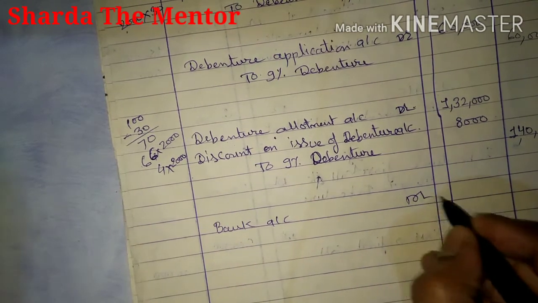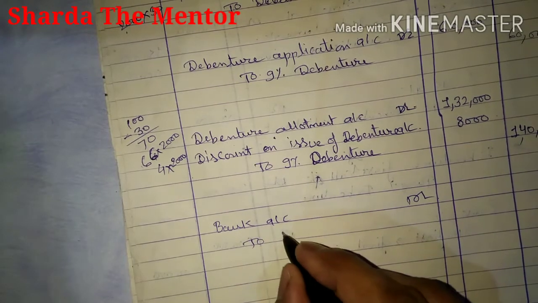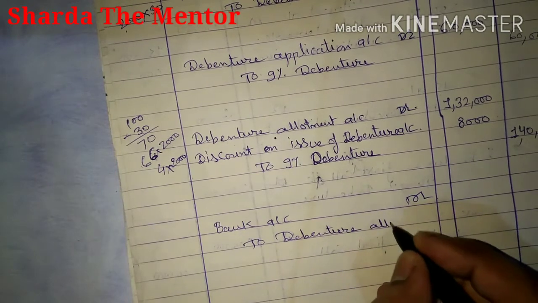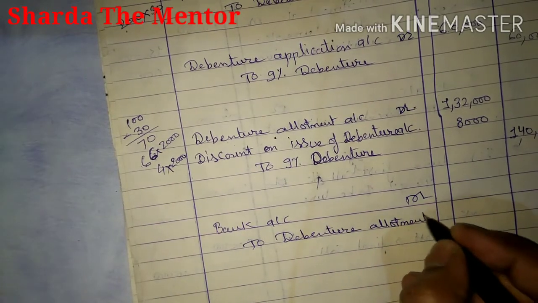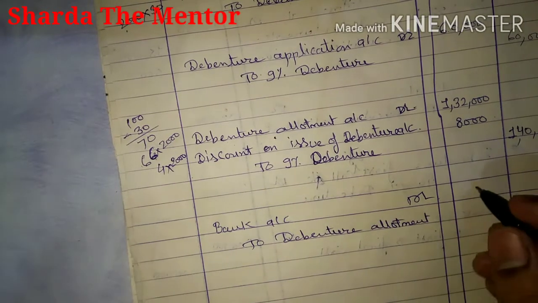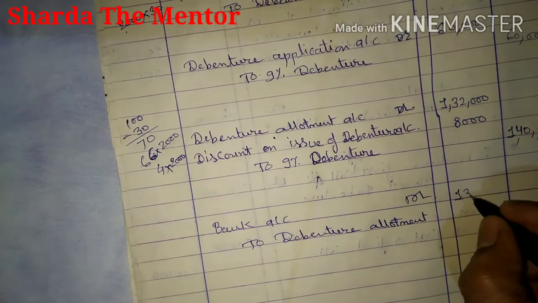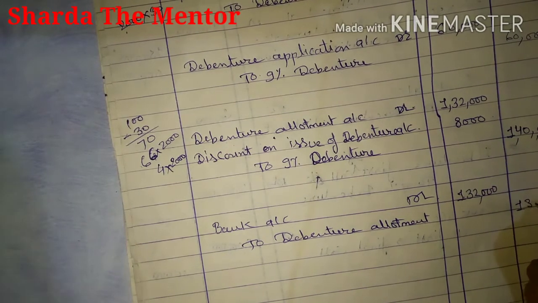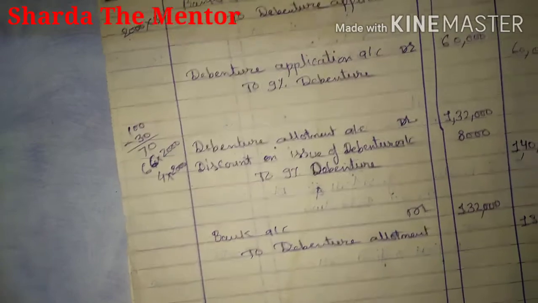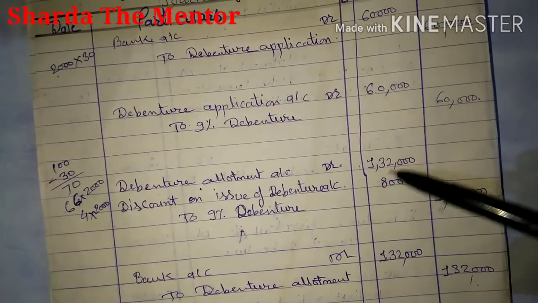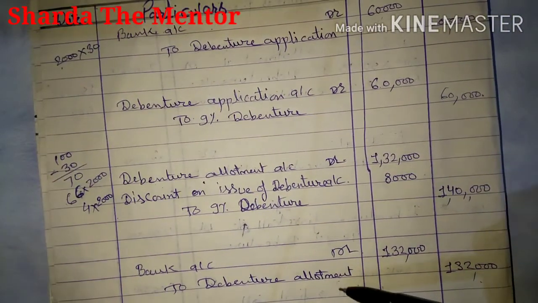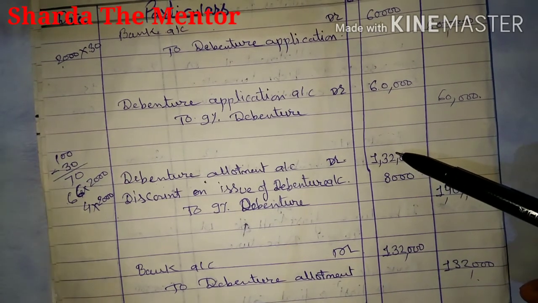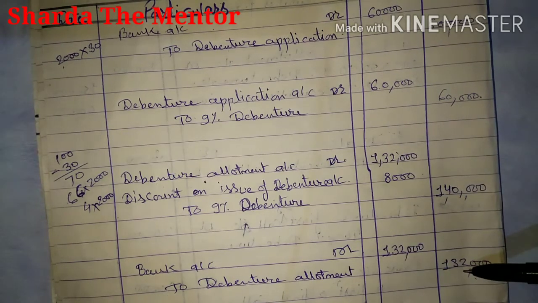Now the last entry: bank account debit to debenture allotment account. Whenever you buy any product on discount, you need to pay only the amount which remains after deducting the discount. So here we have to mention only 1,32,000, and you can remember it in that way: the debenture allotment amount will be the same as mentioned in the due entry, 1,32,000 here and 1,32,000 here.